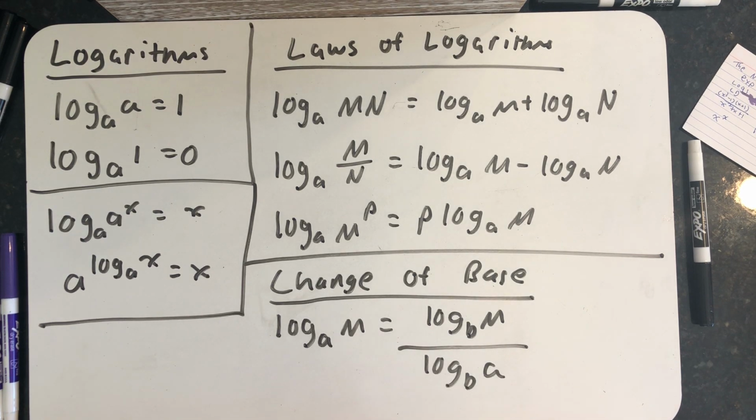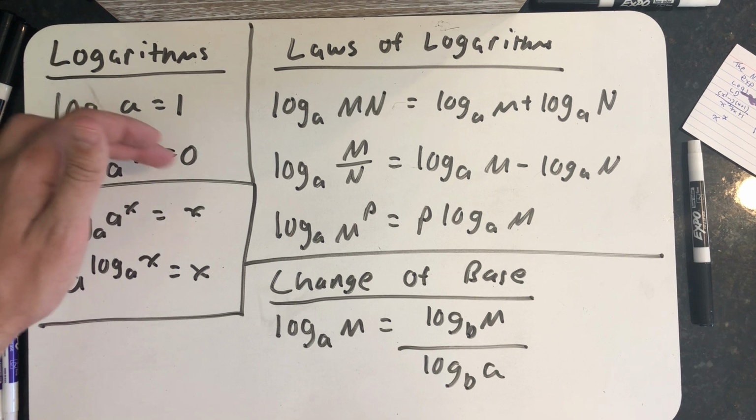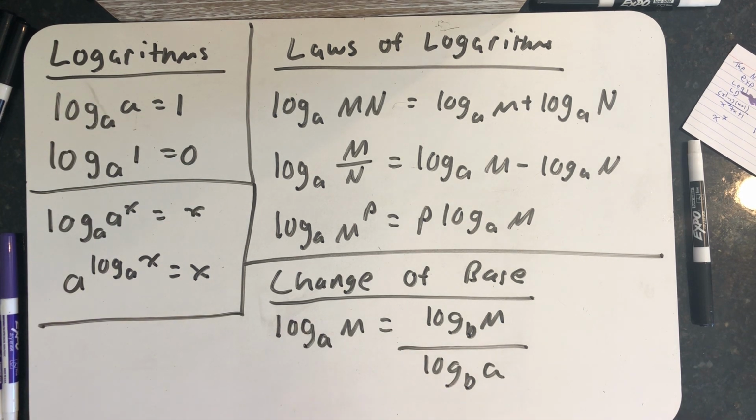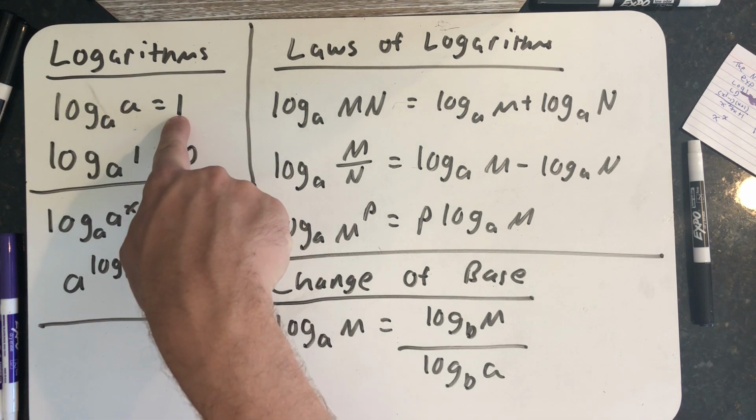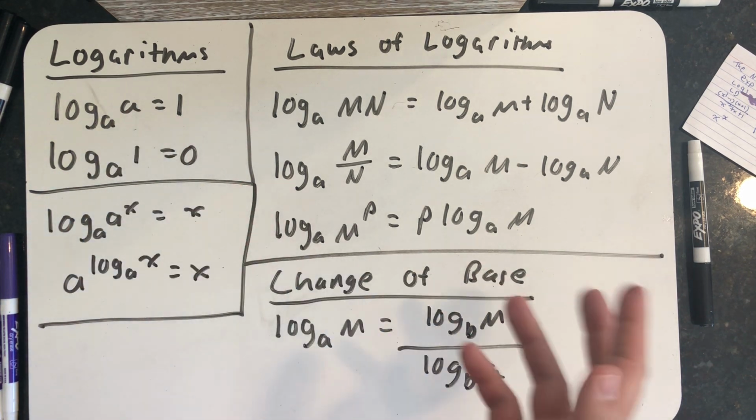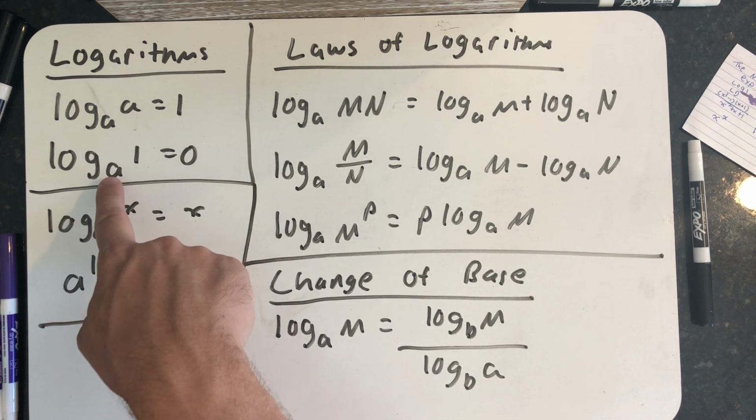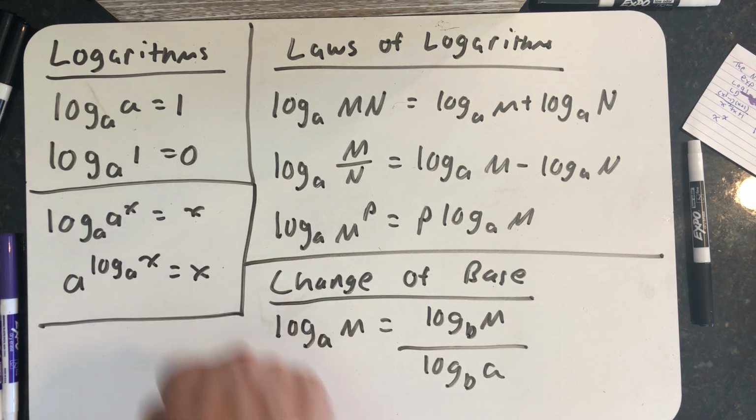Let's review some properties of logarithms, and then use some of those properties to make taking a derivative easier. So here, I have some pretty basic properties of a logarithm, that the logarithm base a of a is 1, and the logarithm base a of 1 is 0. Thinking about a logarithm as an exponent, this statement says that a raised to the first power is a. Certainly true. This statement says a raised to the 0 power is 1.